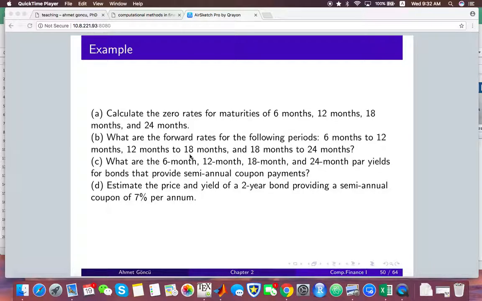We can also calculate the forward rates. We can calculate the par yields. And we can also do a pricing of another bond, which is a 2-year bond, providing a semi-annual coupon payment of 7%.